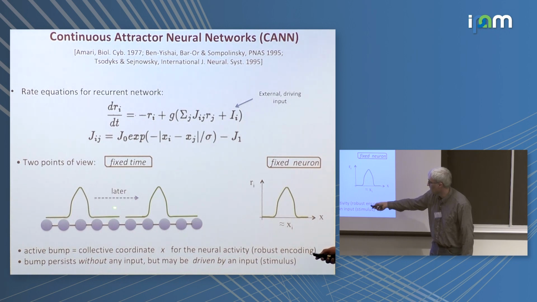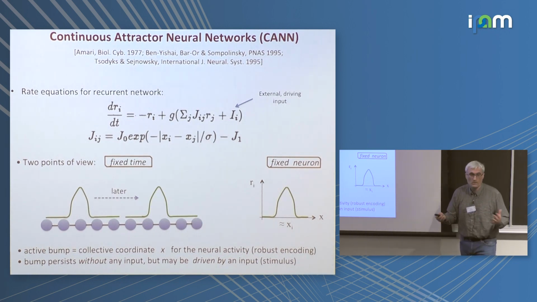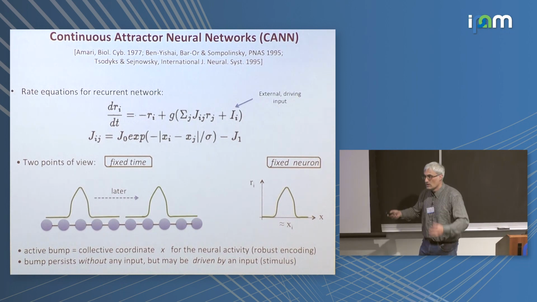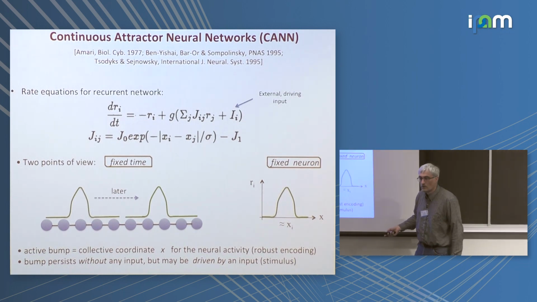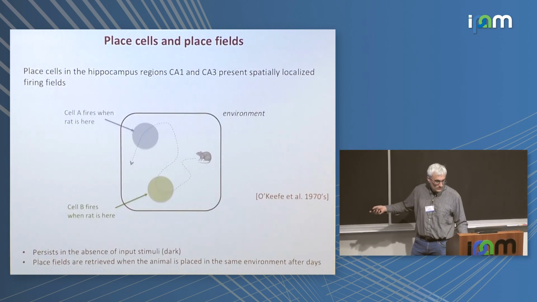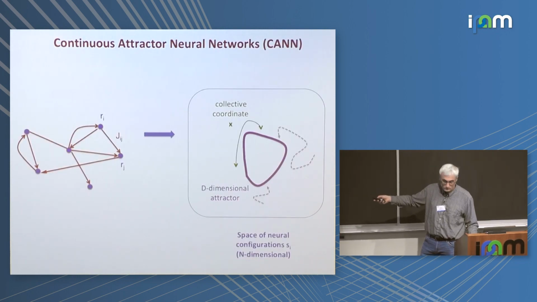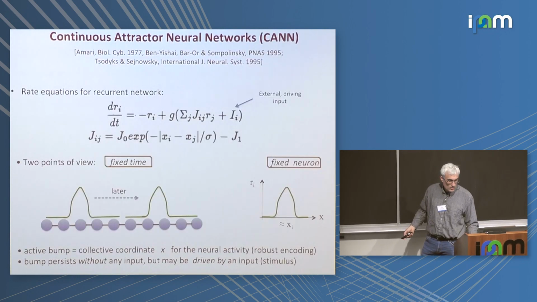And maybe at a later time this bump has moved, just by diffusion or maybe under some weak input, and then they code for another position here. So it's a way to move along the attractor here. Okay? So it's a neural representation of this mechanism.